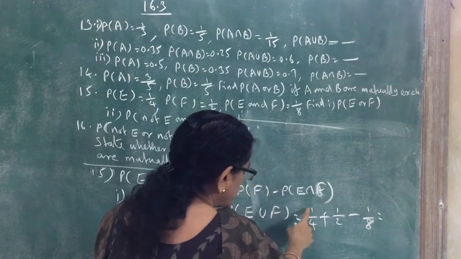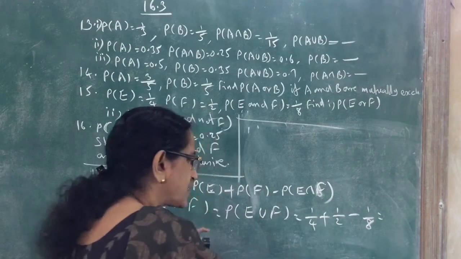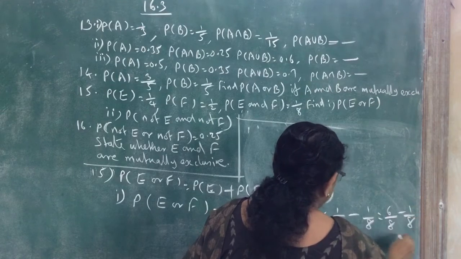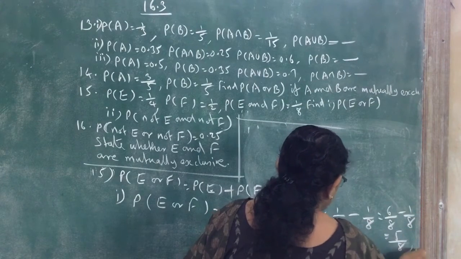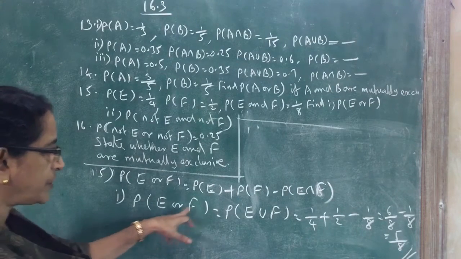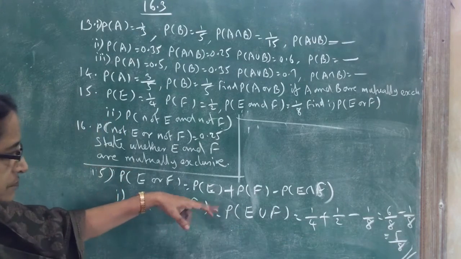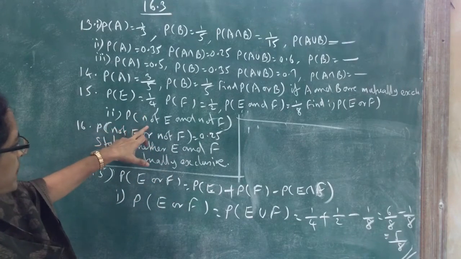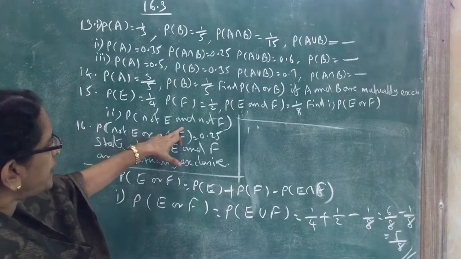That is equal to 2 plus 4, 6 by 8, minus 1 by 8. That is equal to 5 by 8. So the answer, probability of E or F, is equal to 5 by 8. Now next we want to find probability of not E and not F.